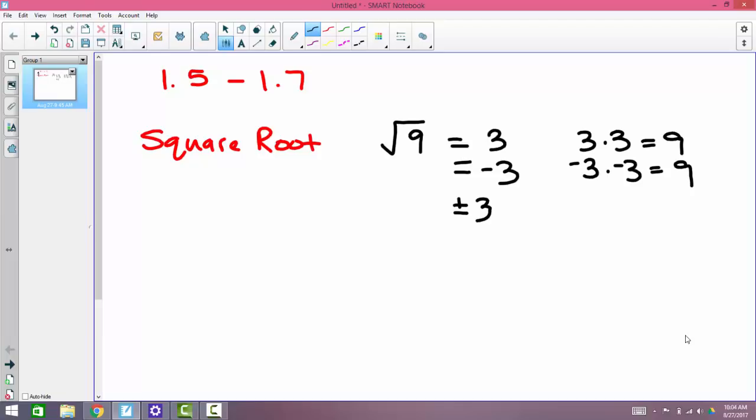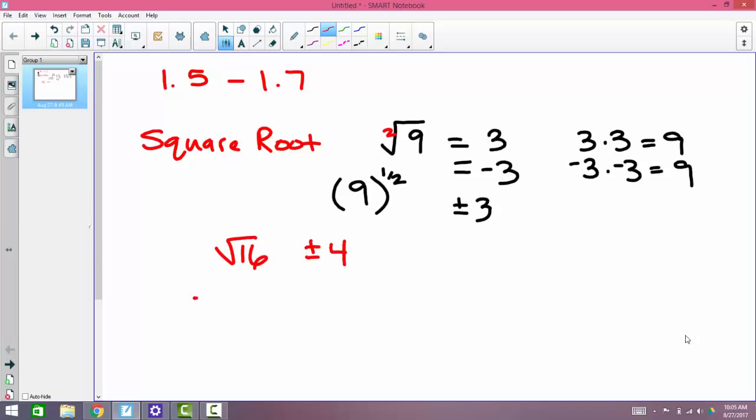The square root sign, if this makes any sense, is the same exact thing as 9 to the 1/2 power. There's like a little 2 right here. It's a square root. Later in the year, we'll get into different roots. But every positive number has 2 square roots. So what would the square root of 16 be? Think. That would be positive or -4.